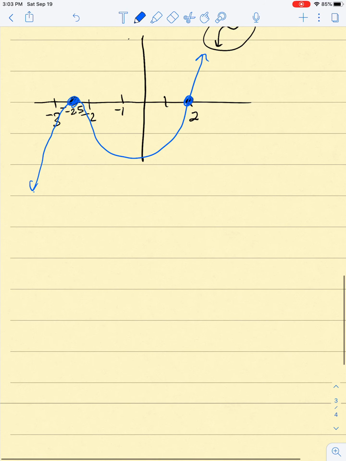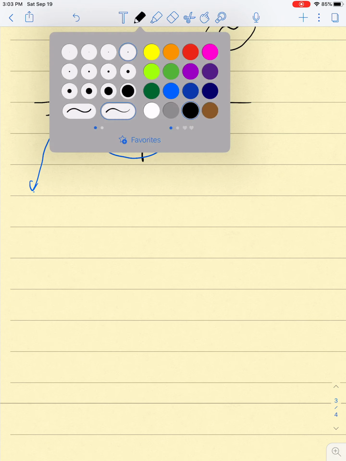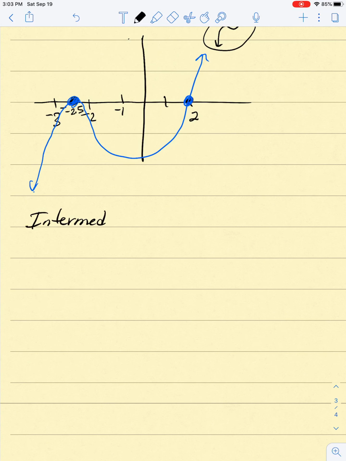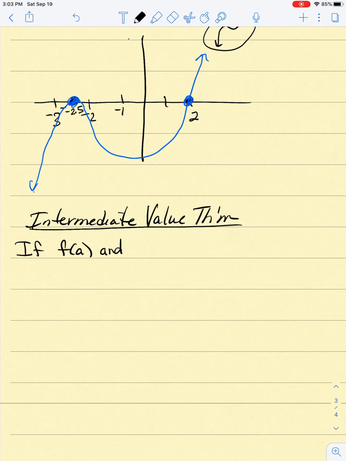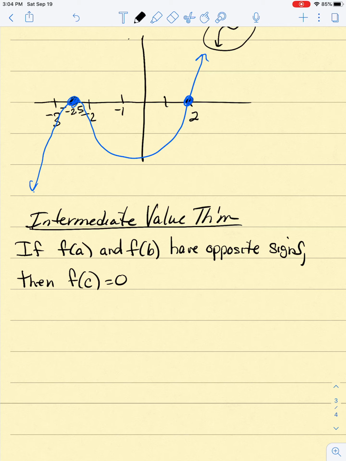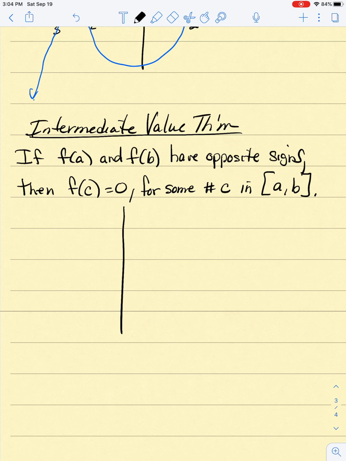Last thing to mention here is something called the intermediate value theorem. Okay, and in a brief way, we could just say it's like this. If f of a and f of b have opposite signs, then f of c equals 0 for some number c in the interval from a to b. So in other words, our graph needs to cross our x-axis.